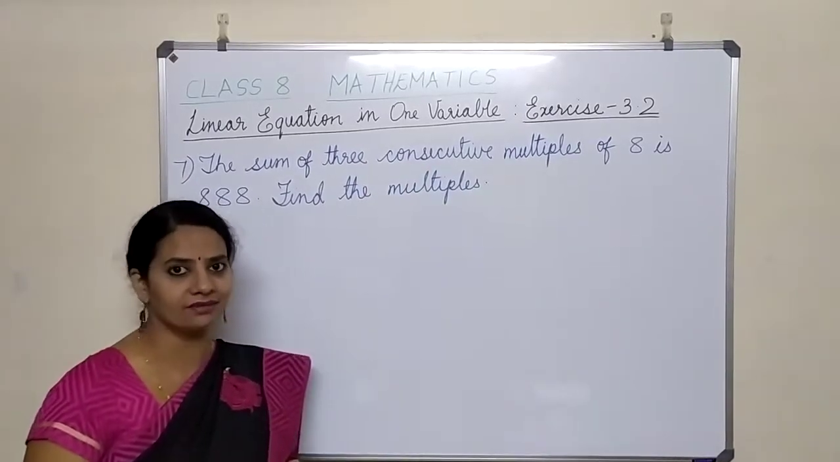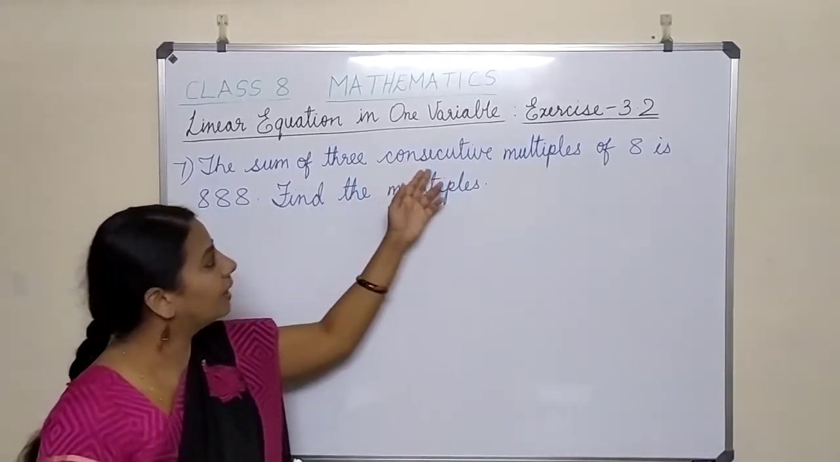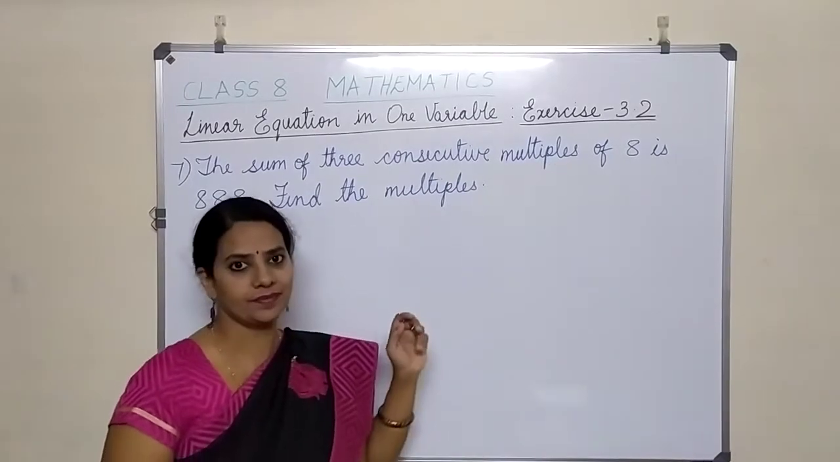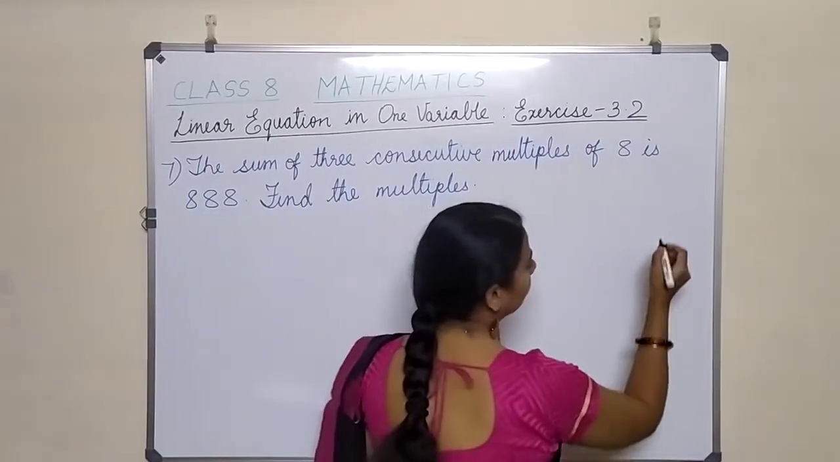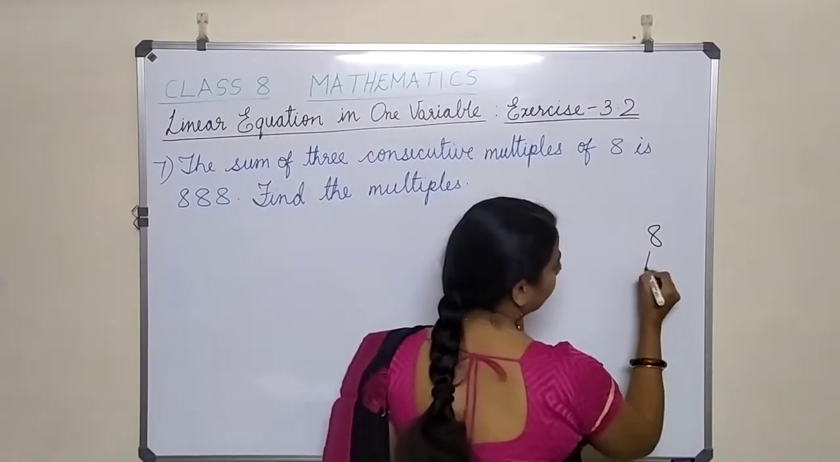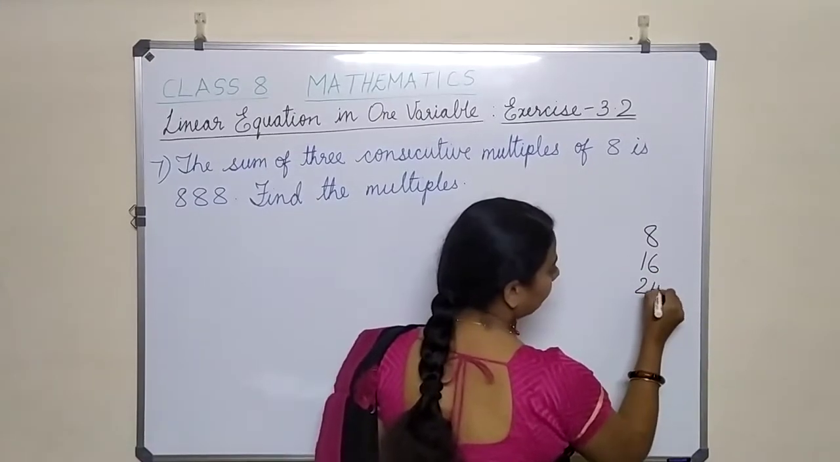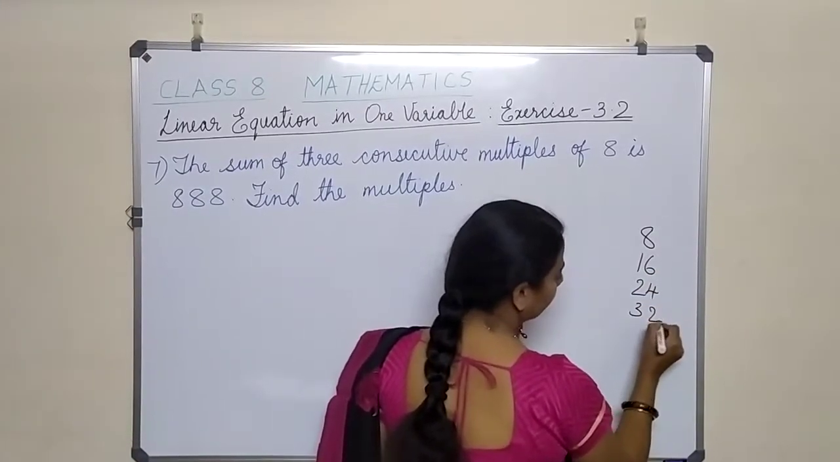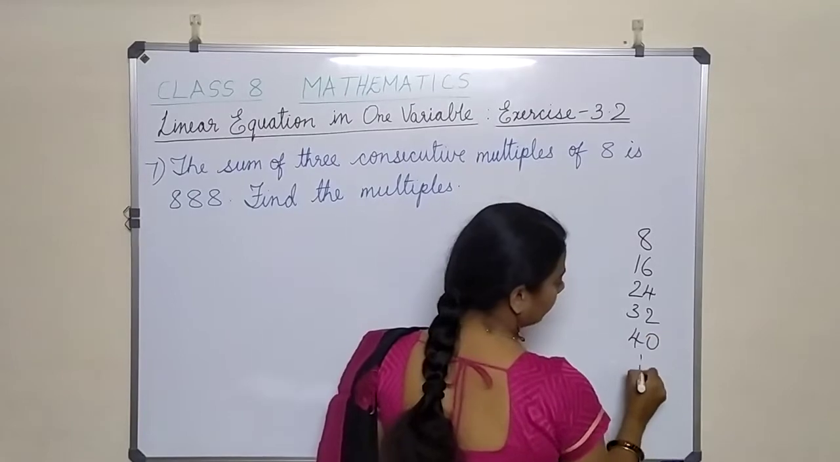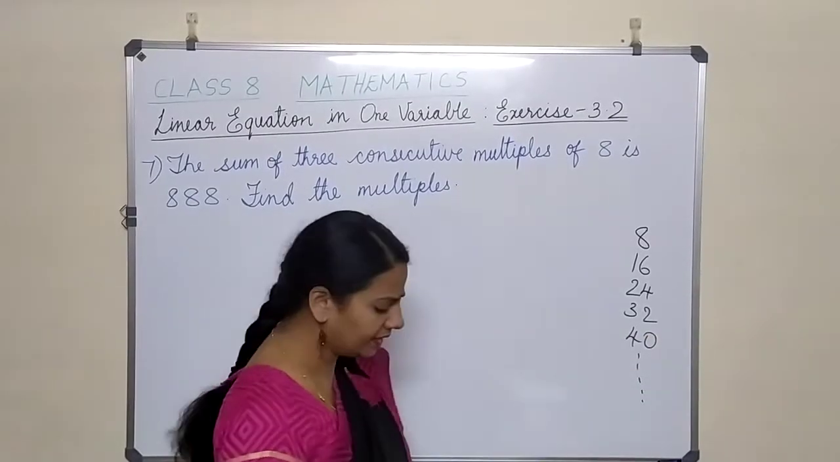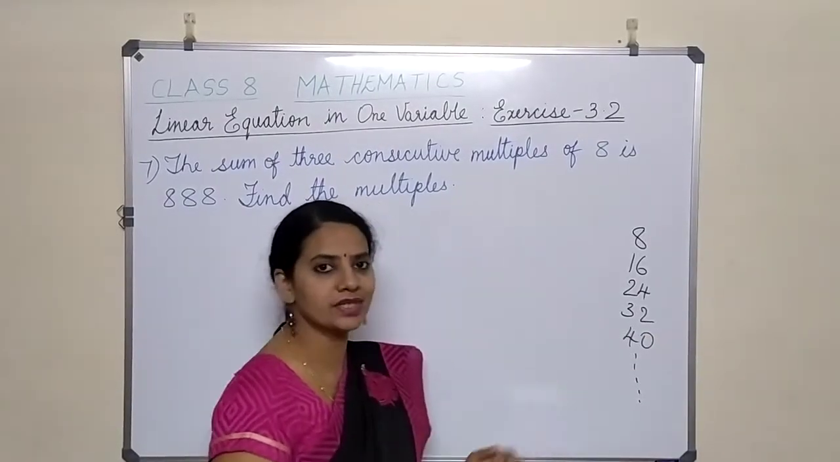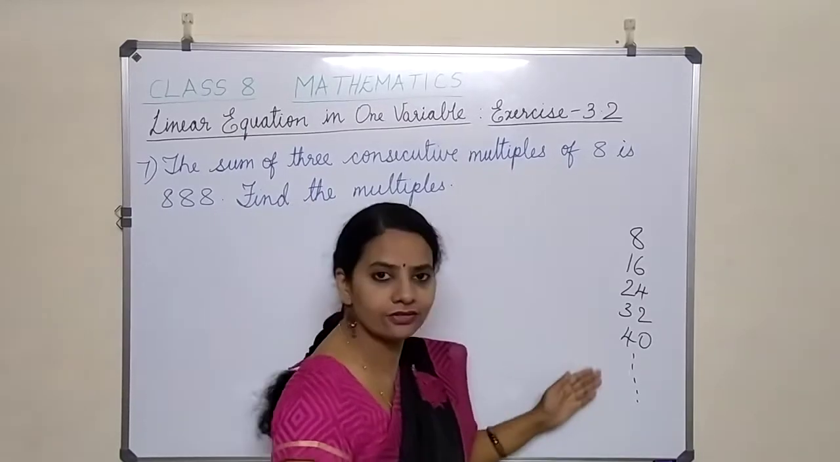In the previous sum we have done that. Now you have to find consecutive multiples of 8. So what are the multiples of 8? It is 8, 16, 24, 32, 40, and it goes on like this. Right? It's nothing but your 8 times table. So these are the multiples of 8.